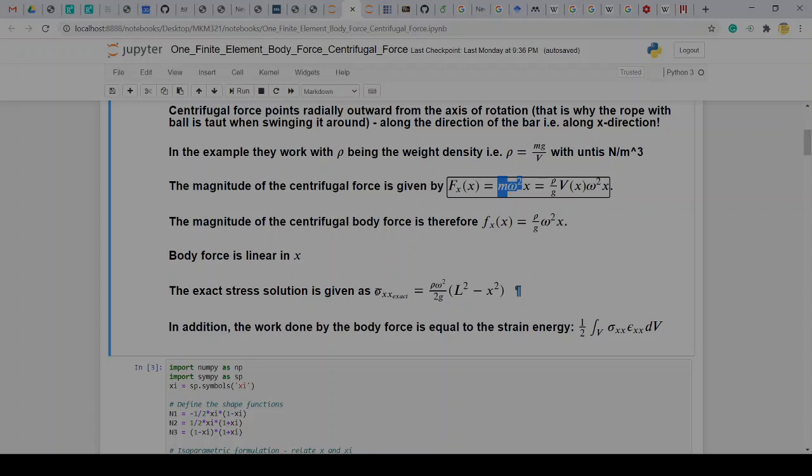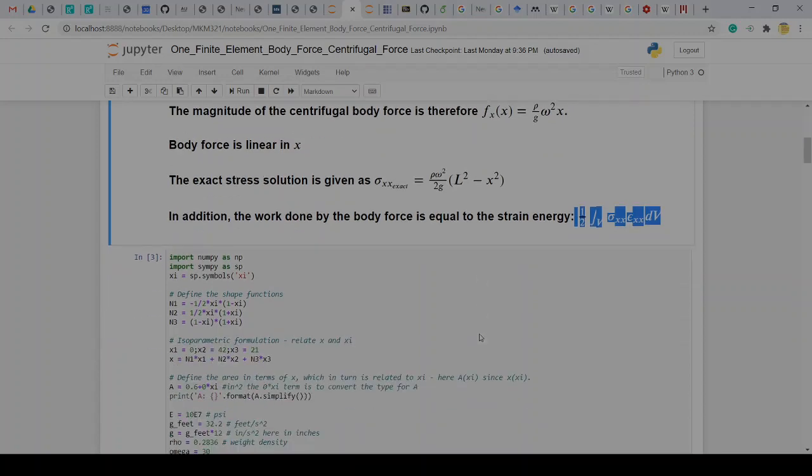The exact stress solution, I'm giving it to you here so that you can see what it looks like for this problem, and we're going to compare against that. That is the same solution that they plotted in the prescribed textbook. And then the work done by the body force is equal to the strain energy integrated over the volume.